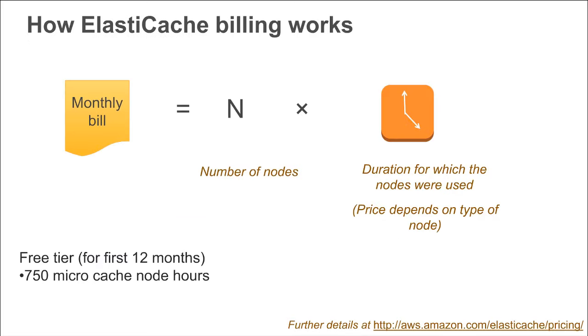The billing for Elasticache is similar to the way that we have seen before. You're only billed for the number of nodes and the duration for which you're using the nodes. We also provide a free tier for the first 12 months, where you can take advantage of the free tier to build your application and take advantage of caching capabilities.